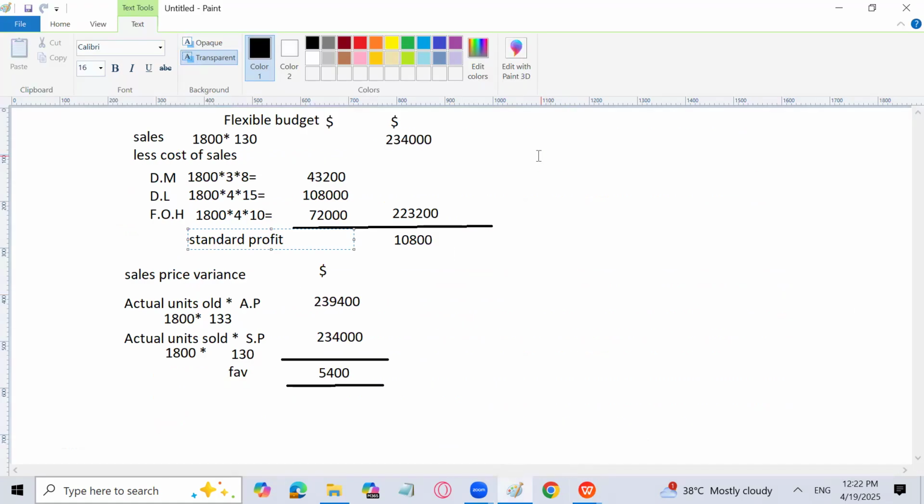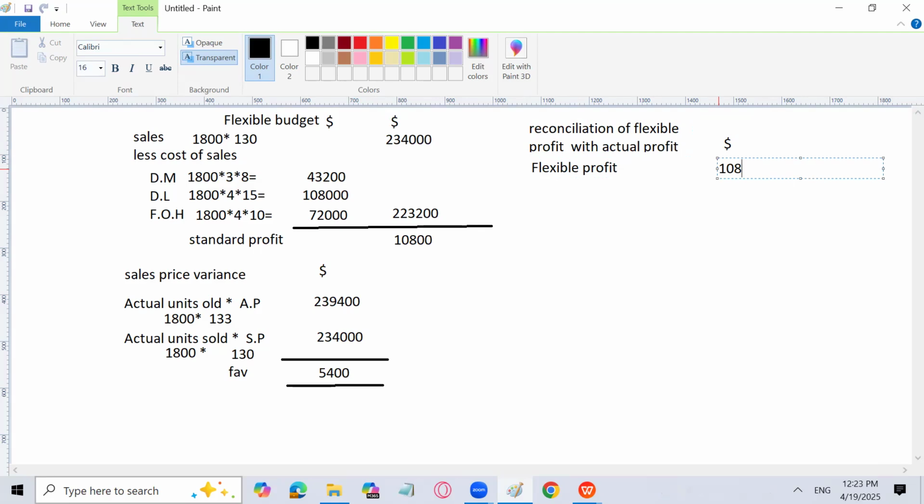Now I'm going to reconcile the flexible profit with actual profit. So we'll start with the flexible profit, and all favorable variances will be added and all adverse variances will be subtracted, and we can find the answer easily. Let's write the flexible profit. That is 10,800. Now we have sales price variance.